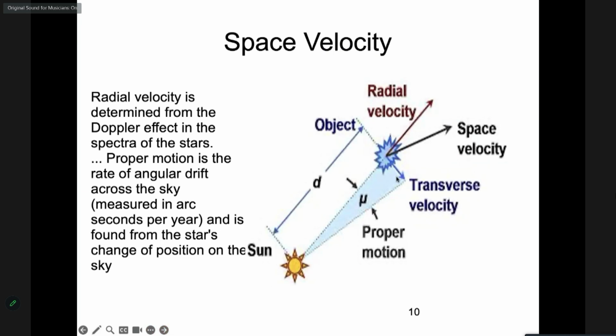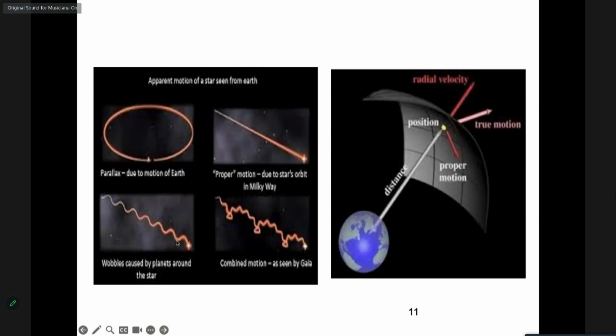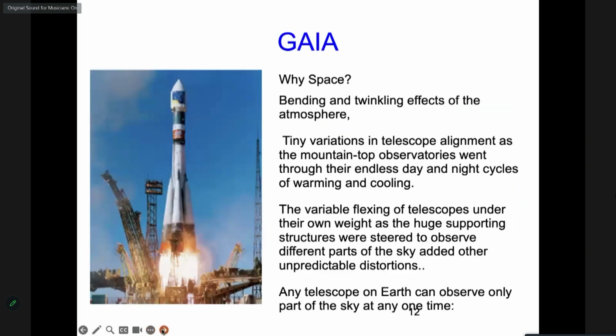I'll just rush through this. You have transverse velocities, which are measured in terms of proper motions in RA and in DEC. And then you have the radial velocities, and you use those to find out the space velocities. I won't go into it.